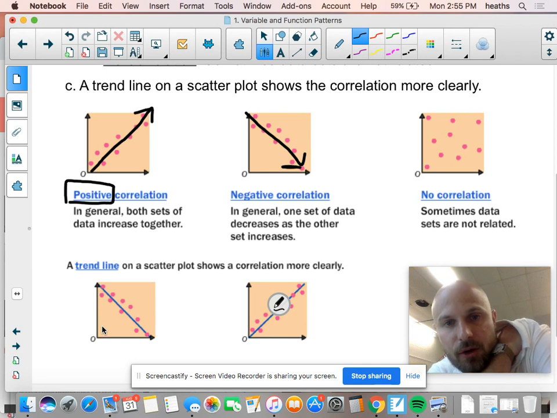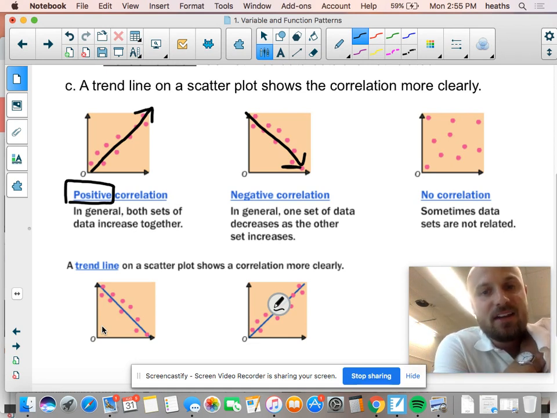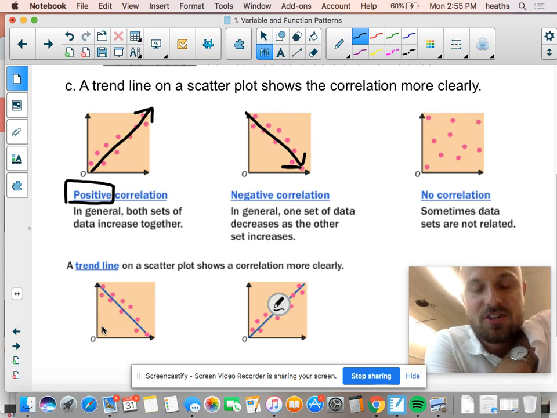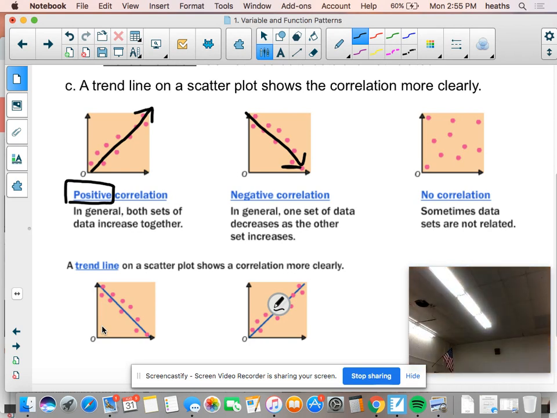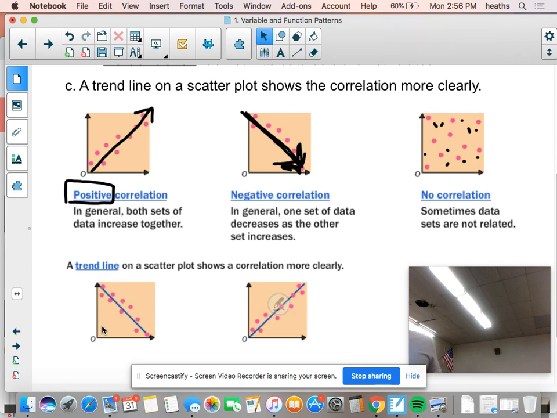And then negative correlation, the same thing. The arrow that I drew started up at the top of that chart, but as the x-axis increased, the y-axis decreased, showing a negative correlation or a downward trend line. And then no correlation, you can't even draw a trend line, right? Things are all over the place. There's really no trend. So that's how you do a scatter plot.